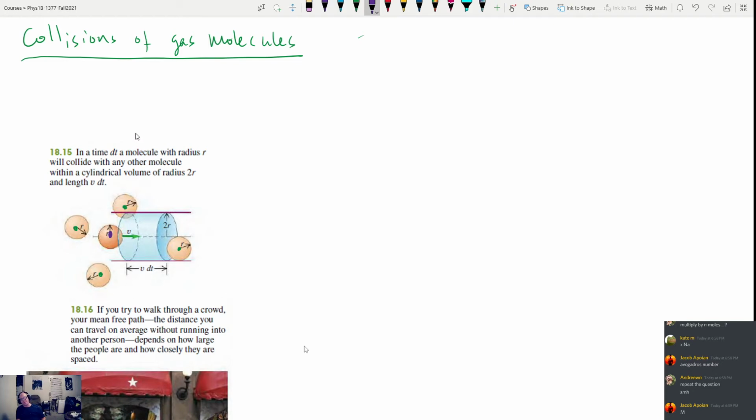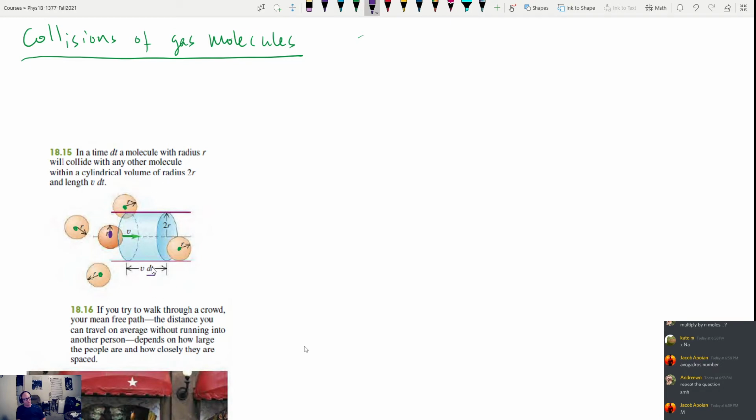And we want to figure out the probability that this molecule hits another molecule, and more specifically, how often it happens. So what we're going to say is that as this molecule moves forward, if we look at a cylinder that has a radius of 2r, that's double the radius of the molecules, any molecules inside of that cylinder will be hit by this molecule if it's moving with a speed v, and we allow a time interval dt to pass. So in a time dt, a molecule with radius r will collide with any other molecule within a cylindrical volume of radius 2r and length v dt.